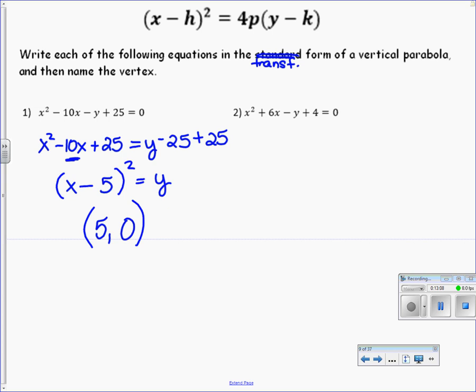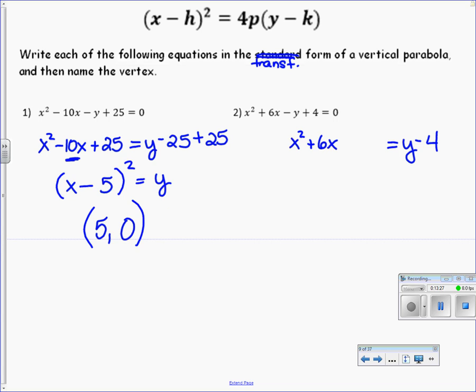Okay, next in number 2. Again, first thing you want to do, rearrange your furniture. So the x's are on one side, the y's are on the other. So the negative y comes over here. I'm adding y both sides. And then I'm subtracting 4 both sides. So now I've got a y minus 4 over to the right-hand side.